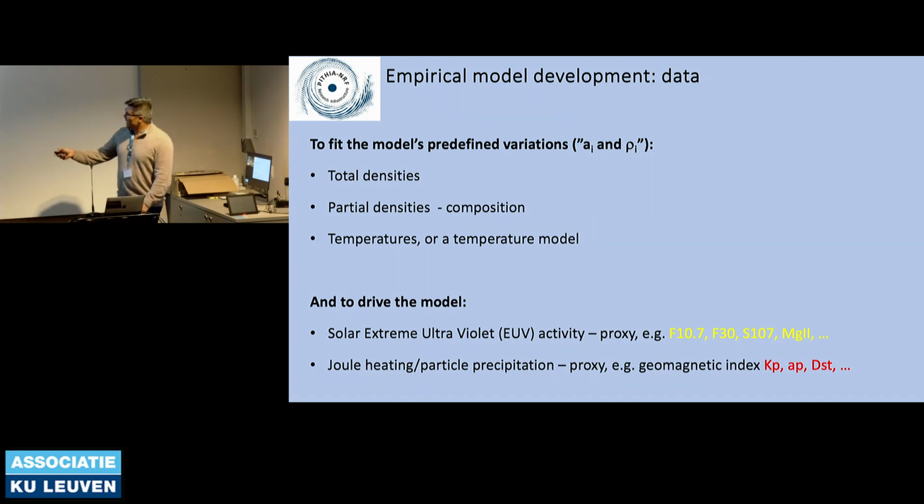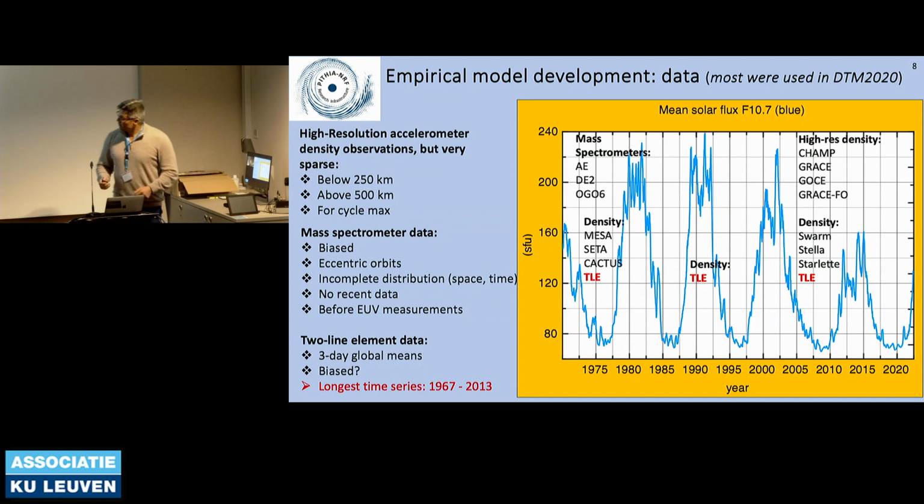Geomagnetic activity, well, Kp-Ap is the same thing, and then Dst is also used in JB, but in a hybrid way. So the data that we have available.